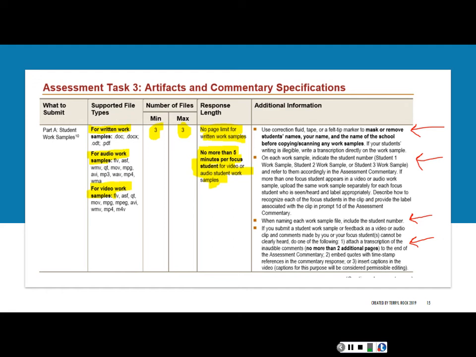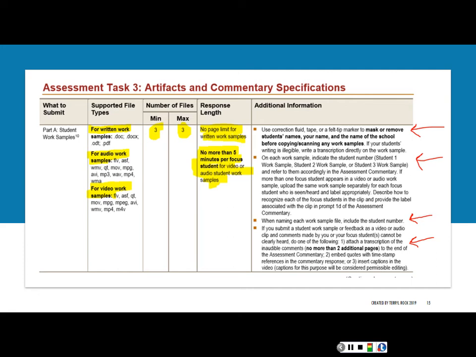A lot of people want to use a picture, but picture files aren't supported. It's got to be a PDF, a doc, ODT. What's ODT, Ethan? Do you know? No idea. Anybody else know what ODT is? So the file type doesn't support a picture. In this case, you can't take a picture of the work sample. If you were an art teacher, you could, but you can't. Okay.